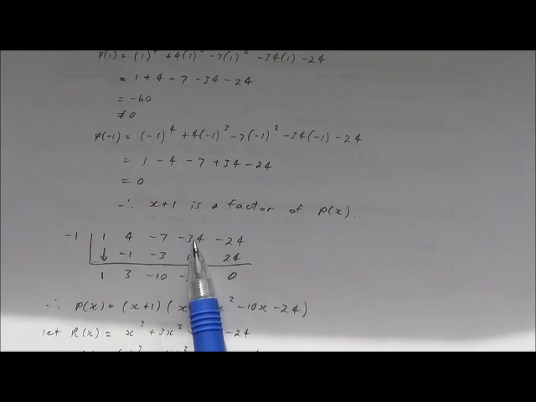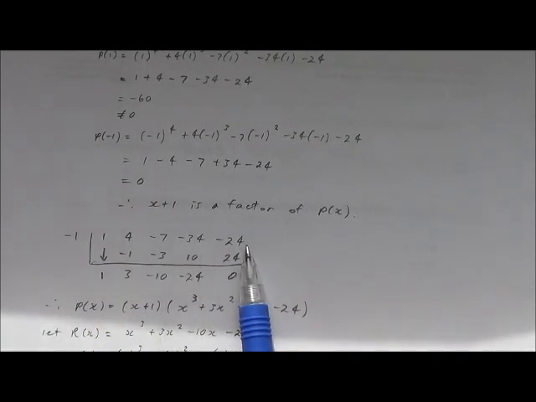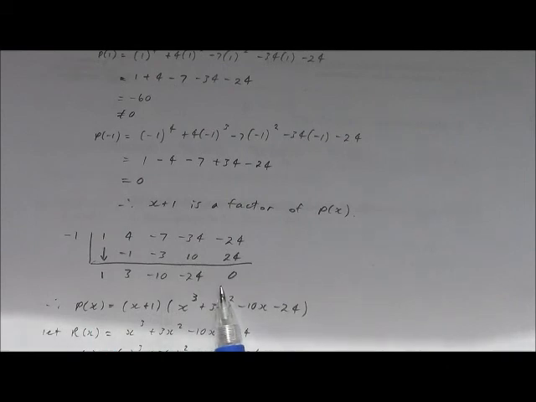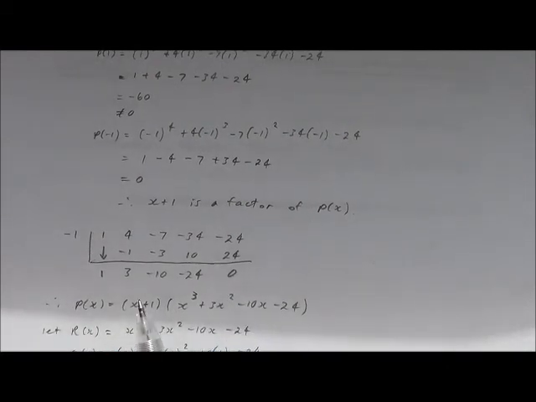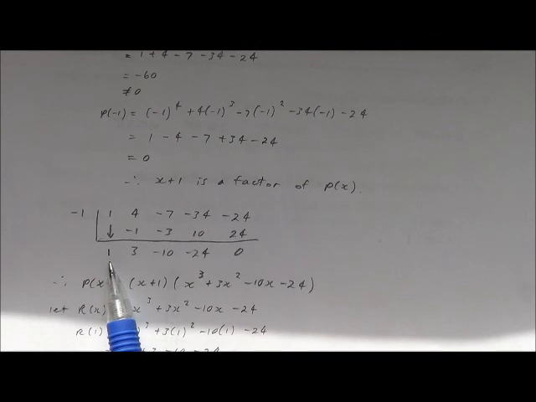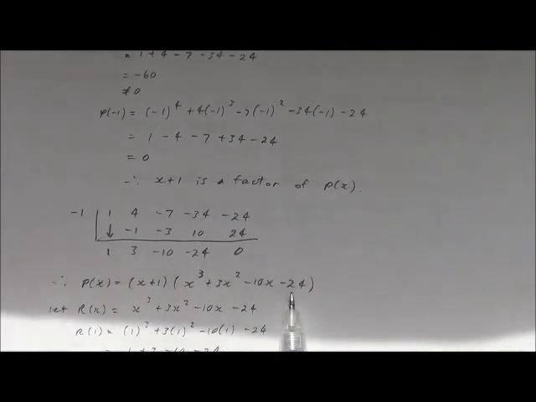put in all the coefficients of the polynomial, and we work out the synthetic division, and again we get a remainder of 0 here, so that works out perfectly. So therefore p of x is x plus 1, which is the factor, multiplied by the quotient, which is x cubed plus 3x squared minus 10x minus 24.